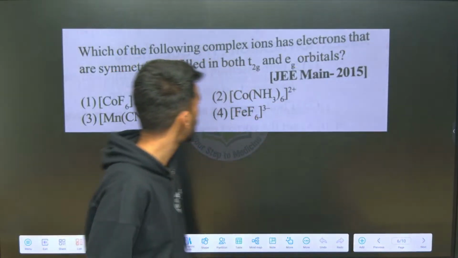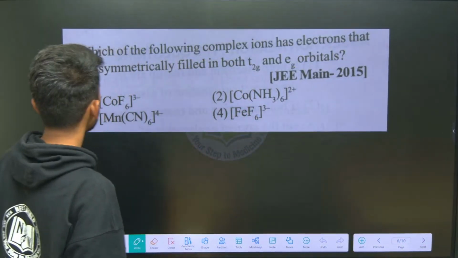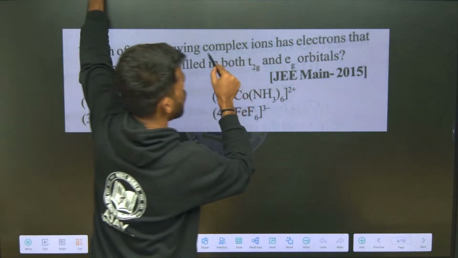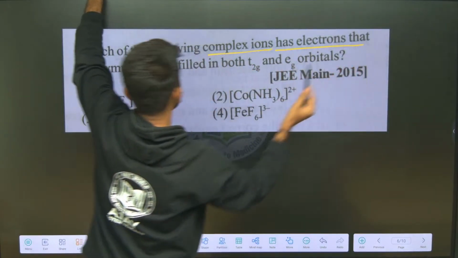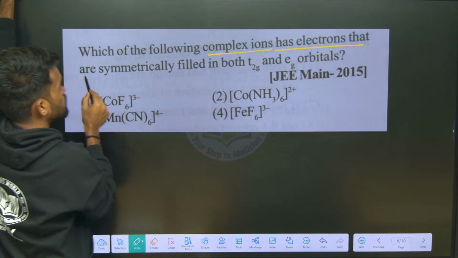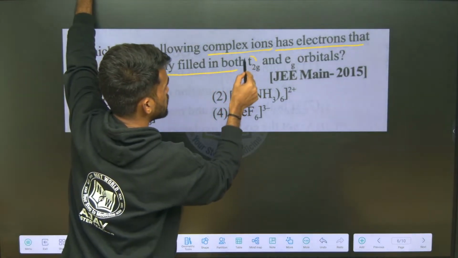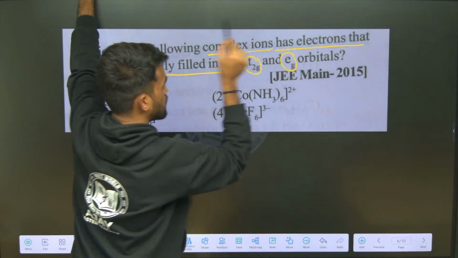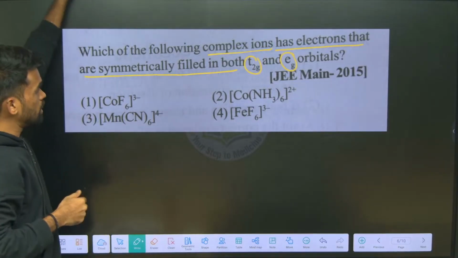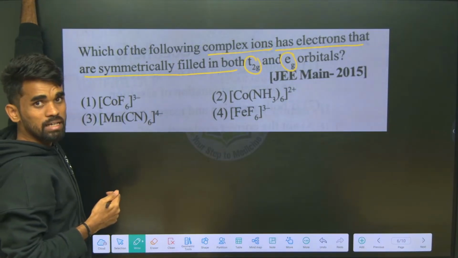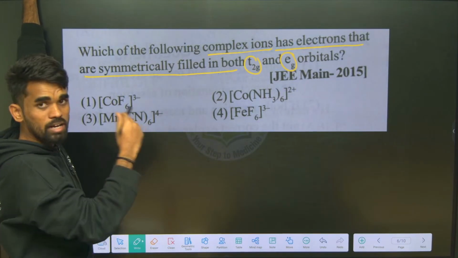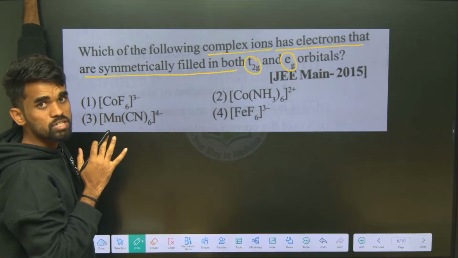Let me move forward. Here, which of the following complex ions has electrons that are symmetrically filled in both the t2g set and eg set orbitals? So how do we do this? Symmetrically filled means the same number of electrons in the eg set and t2g set should be observed.